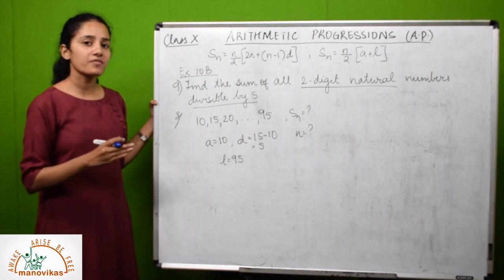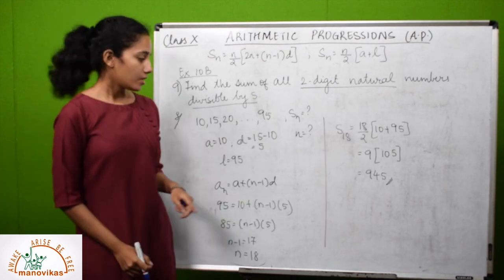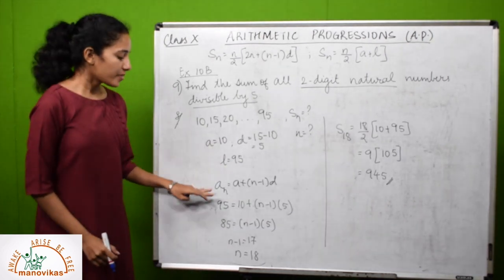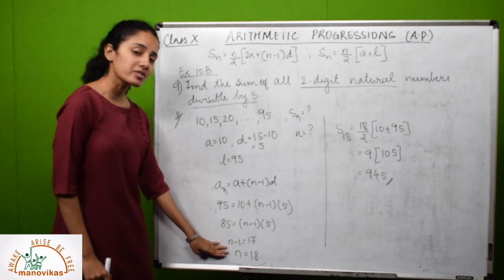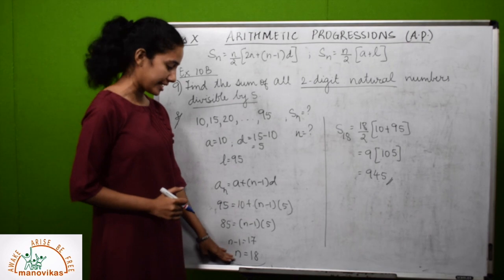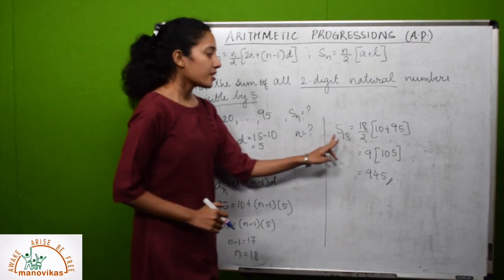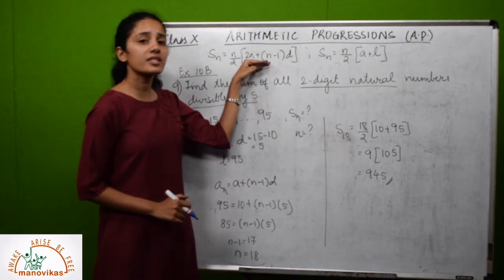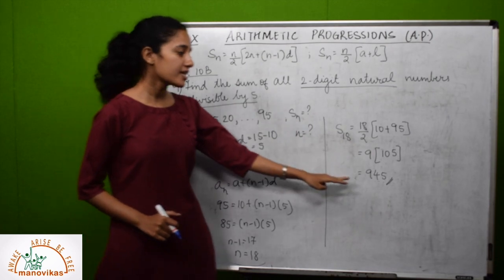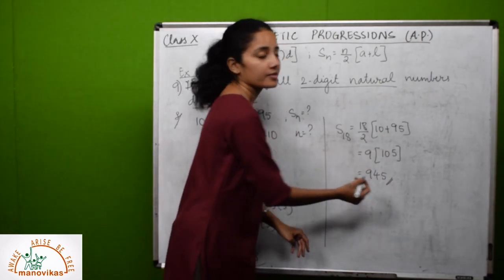So you can pause the video, do it yourself and then check if it's the correct answer. Here, taking the last term as the nth term formula, you calculate n. Please go through the steps properly and see if you have got it correctly. Once you have got n equal to 18, I find the sum of 18 terms using the second formula. You can use the first one, you will still get the same answer. So this is 10 plus 95 and this is the answer.